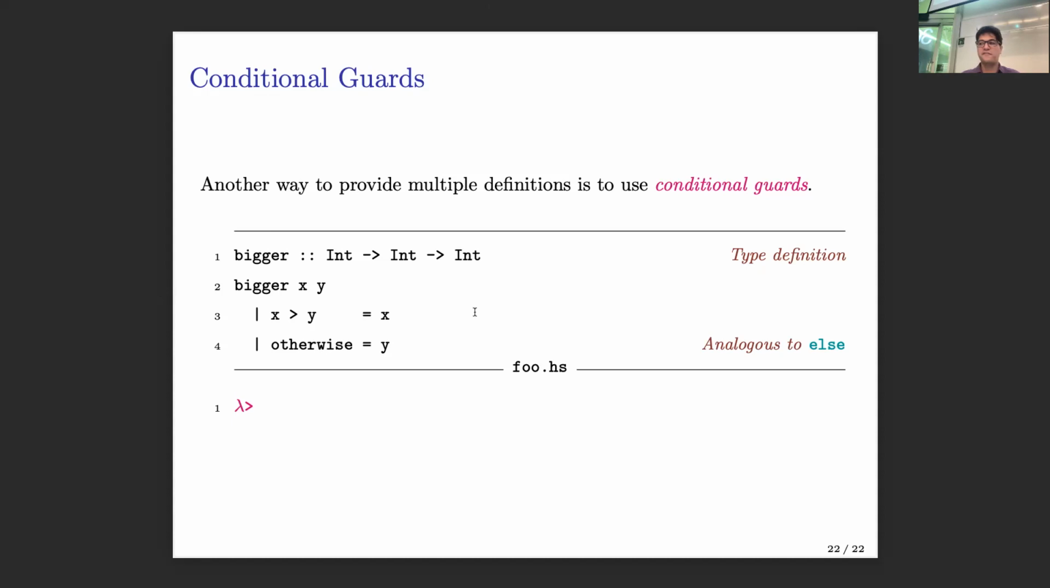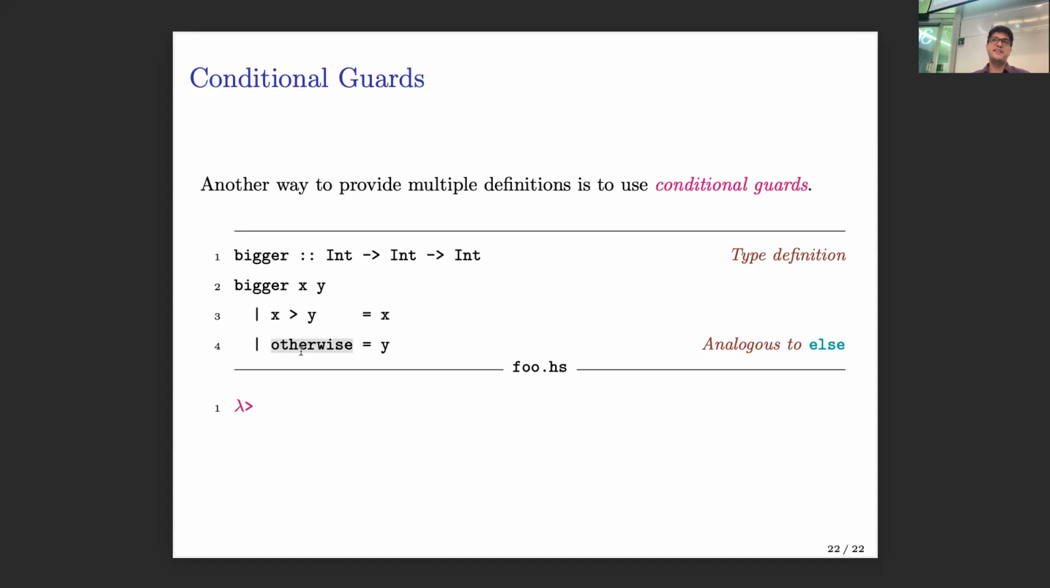So suppose I want to have a function that given two integers returns the bigger one of those integers. You could do it by using guarding. So here I can say bigger x and y. This is going to be a function that takes an integer and returns an integer. And I can say in the case that x is greater than y, I am equal to x. And in the case otherwise, I'm equal to y.